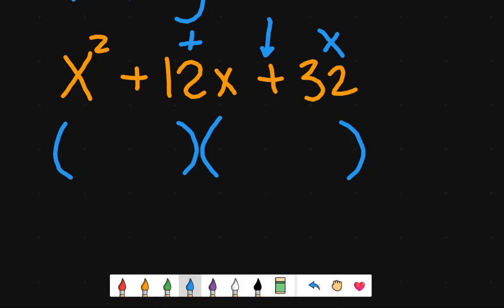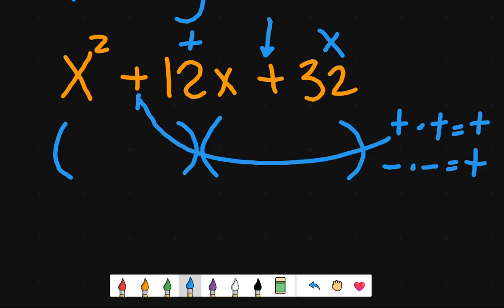Now, after we look at the second sign, which is plus, we look at the first sign here, and that determines whether it's going to be a plus inside of our binomials or a minus inside our binomials. Just remember this: you can multiply two positives together to get a positive, and you can also multiply two negatives together to get a positive. But this first sign inside of our quadratic lets us know that we're going to use two positives. So just to be clear there, we're going to use two positives. So let's do that now.